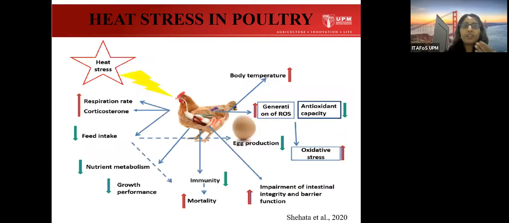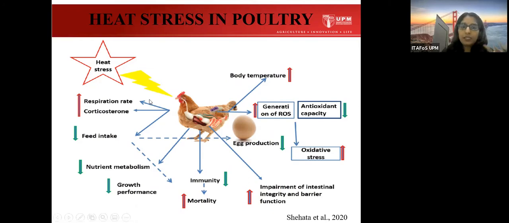When the temperature increases, the rate of panting also increases. Heat production becomes greater than the maximum heat loss, either in intensity or over a longer period of time. If the body temperature increases to more than 40 degrees Celsius and above, the bird will die. So these are the signs of heat stress.